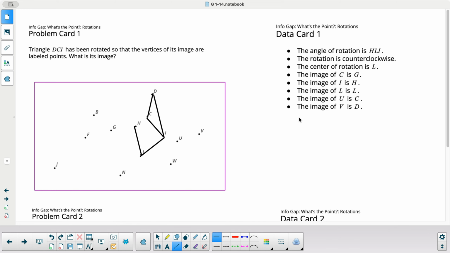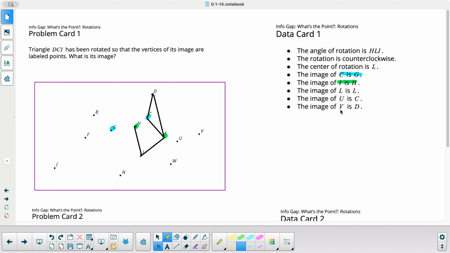And then they start giving us images. So the image of C is G. I'll just start highlighting these. This image of C is G. I'll use the same color here so you can kind of see it. The image of I is H, kind of what I suspected. Image of L is L. I don't really care about L because L is not really a triangle. The image of U is C. Again, I don't really care about that. The image of V is D.